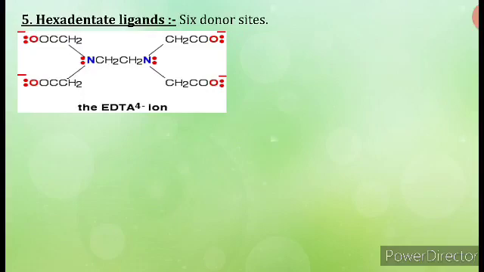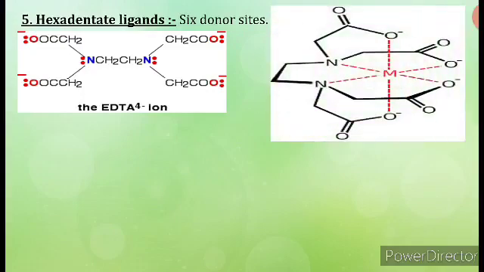So that's why it is a hexadentate ligand. You can see over here in this structure also it is visible. 4 negatively charged oxygen atoms and 2 nitrogen atoms form coordinate covalent bonds with the central metal atom, which is denoted by M.